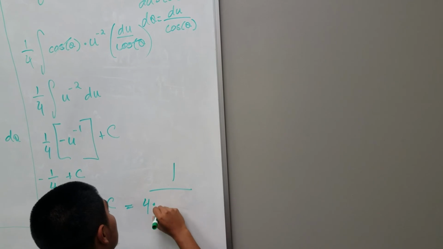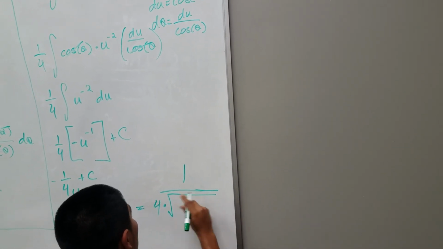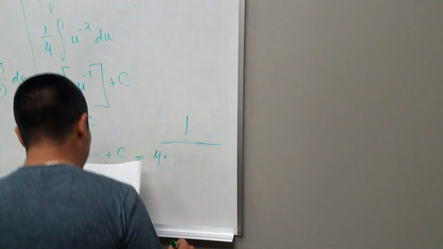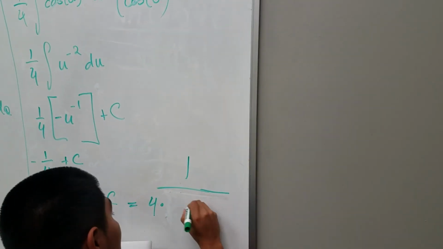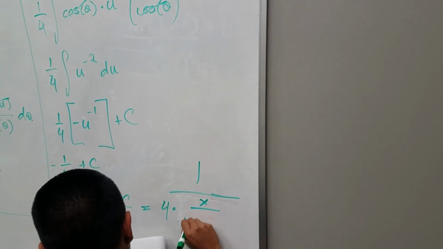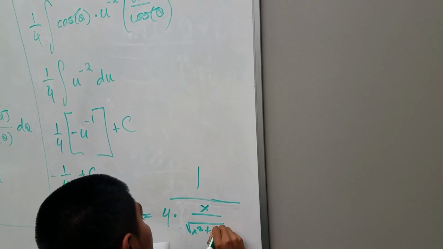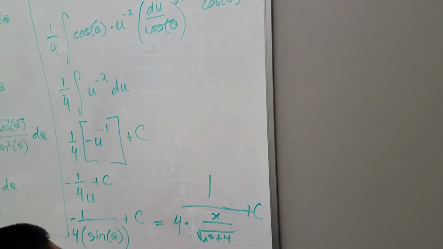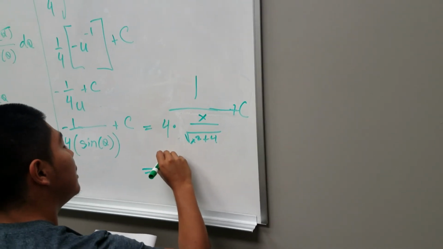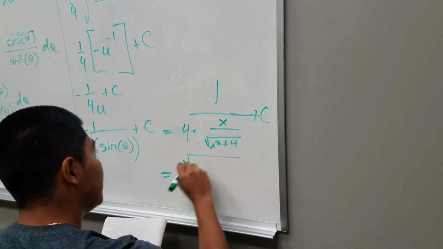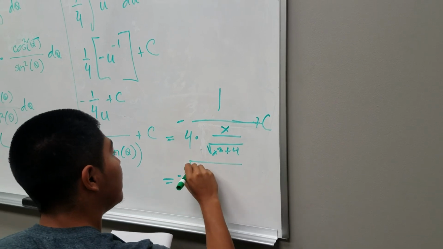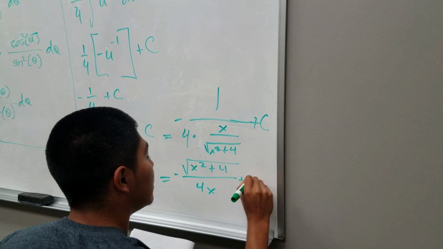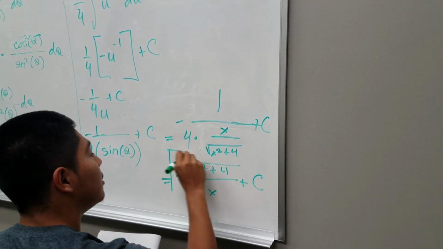negative 1/4 times the square root of x squared plus 4 over x, since this is going to be inverse, so we just flip it. So the answer is negative the square root of x squared plus 4 over 4x plus c, and this is your answer right here.